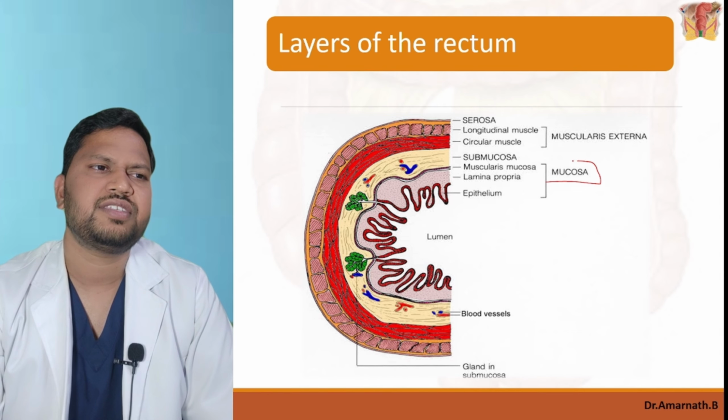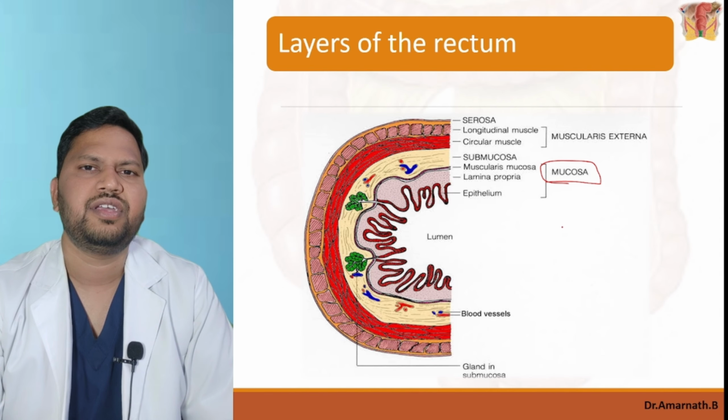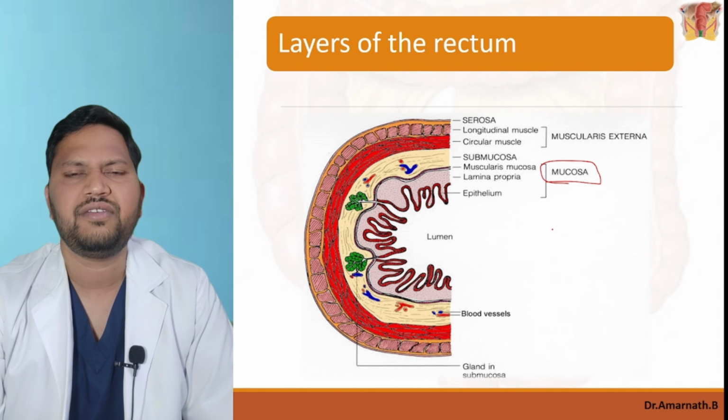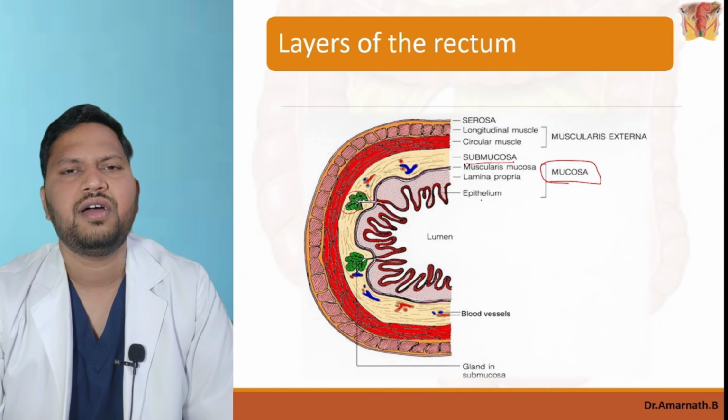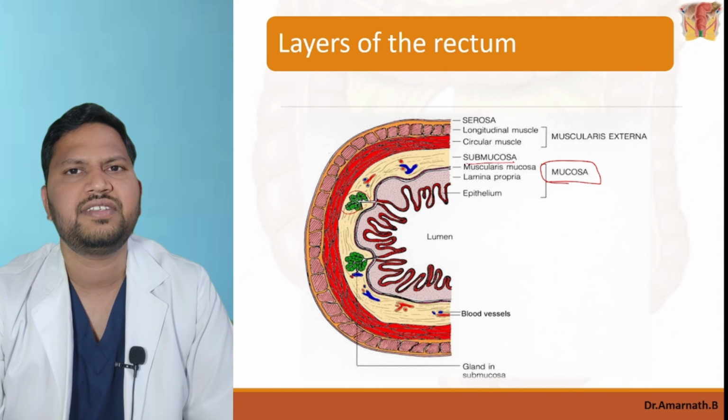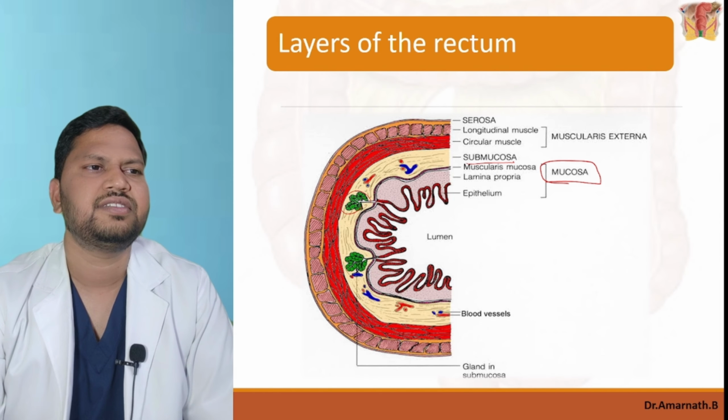The mucosa consists of goblet cells which secrete mucus, which lubricates the feces to eliminate easily from the anal canal. These goblet cells receive the mucus from the gland cells which are present in the submucosa layer. So the submucosa consists of the arteries, veins, and also the glands.